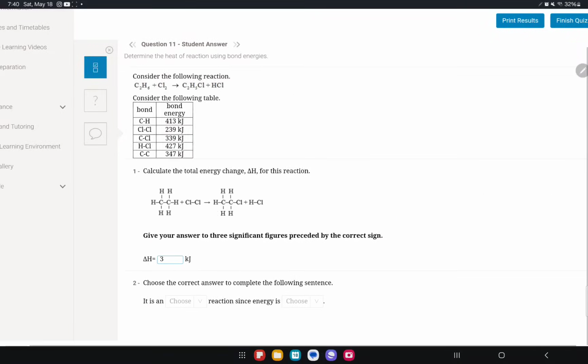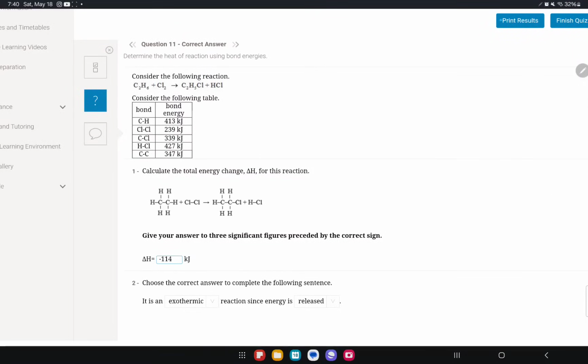Question 11. Calculate the energy change. Okay, you just add these up. Oh my god, this is too much. You have 6 C-H bonds, right? 1, 2, 3, 4, 5, 6. So 6 times C-H, which is 413. Plus we have one C-C bond in the middle, single, so that's 347.